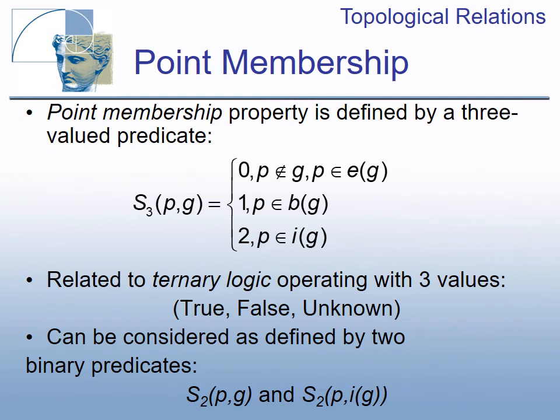Point membership property is defined by a three-valued predicate, which is shown on this slide. This predicate is related to ternary logic operating with three values, and can be considered as defined by two binary predicates.